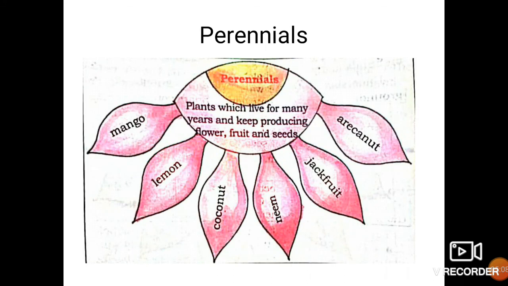Next we will learn about perennials. Perennials are the plants which live for many years and keep producing flower, fruit and seeds. Examples for perennials are mango, lemon, coconut, neem, jackfruit and arecanut.